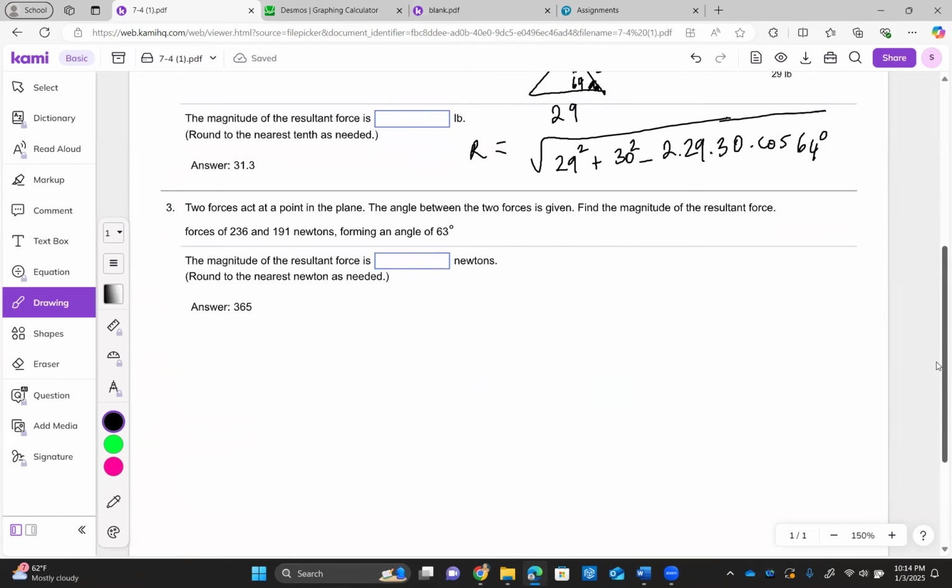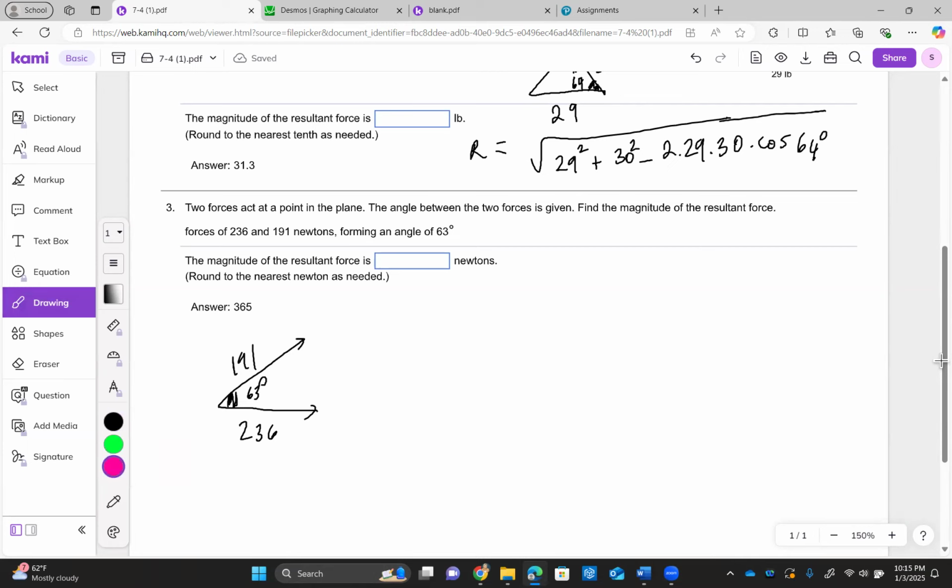The last question on the homework is, we have two forces acting at a point in the plane. The angle between the two forces is given. So the shape is not given in this problem. So I'm going to draw my own shape. So I'm going to show that these are the two forces. We're going to find the resultant force. One of the forces is 236 and the other force is 191 newtons. And their forming angle is 63 degrees.